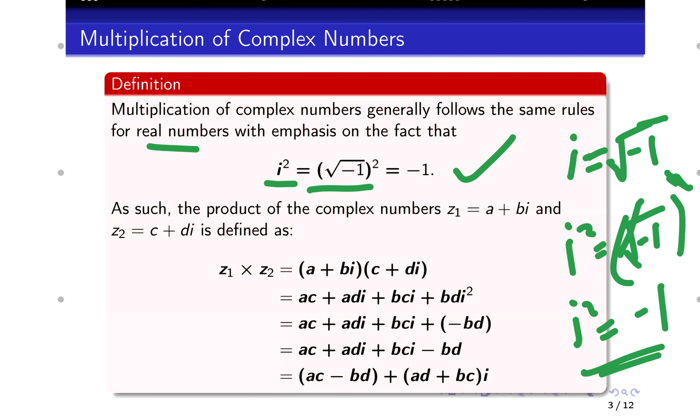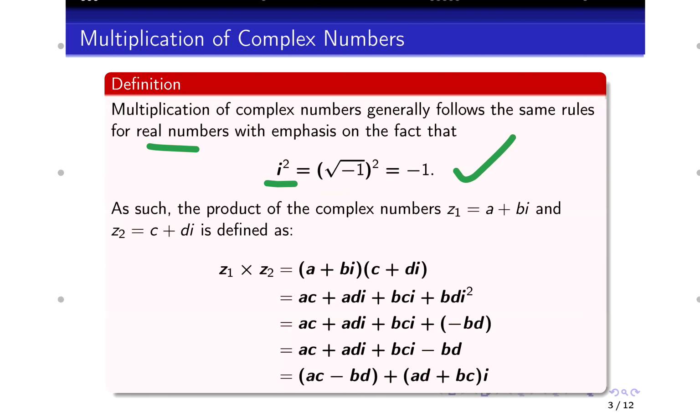As such, the product of these complex numbers, Z1, which is a plus bi, and Z2, which is c plus di, will be defined as follows. You have Z1 times Z2, and that is a plus bi multiplied by c plus di. So we just follow normal multiplication rules. This is key, like we said. So a times c, ac, a times di, adi, bi times c, bci, then bi times di, that is bdi squared. Very important. And then you don't forget that i squared is -1. That's the key thing here.